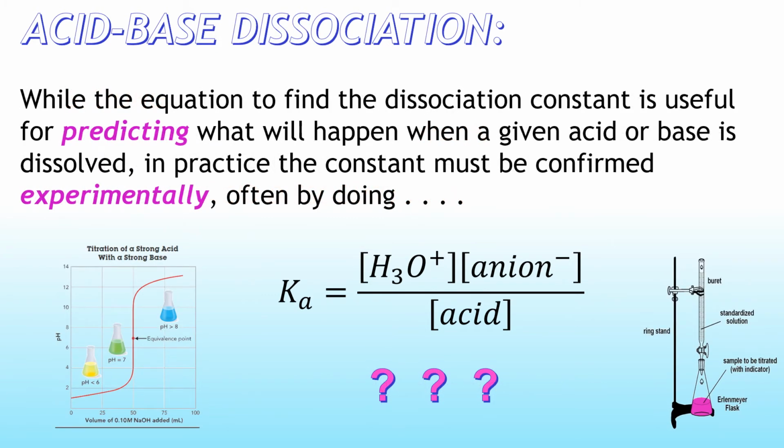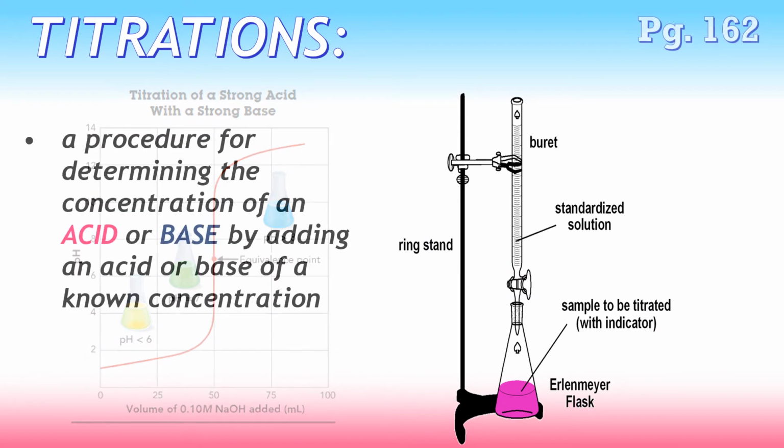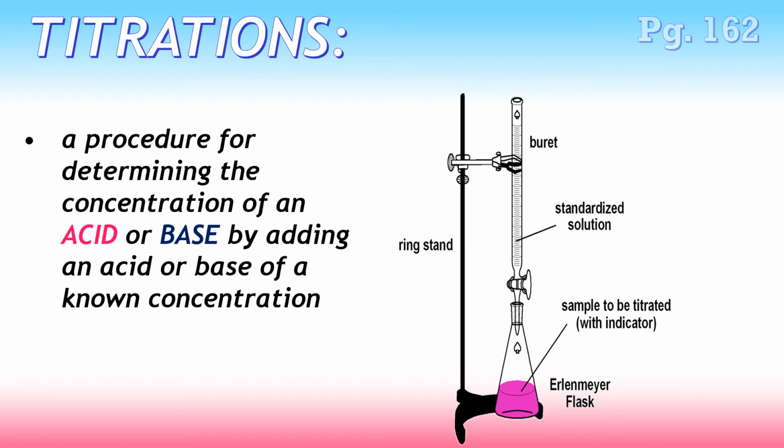Now, while the equation to find the dissociation constant of these various substances is useful for predicting what will happen when a given acid or base is dissolved, in practice, the constant must be confirmed experimentally, often by doing experiments. Specifically, we're going to be doing titrations. Titration is a procedure for determining the concentration of an acid or base which is unknown.